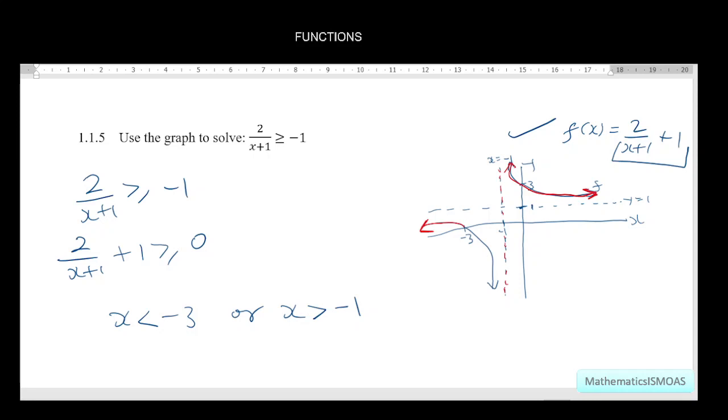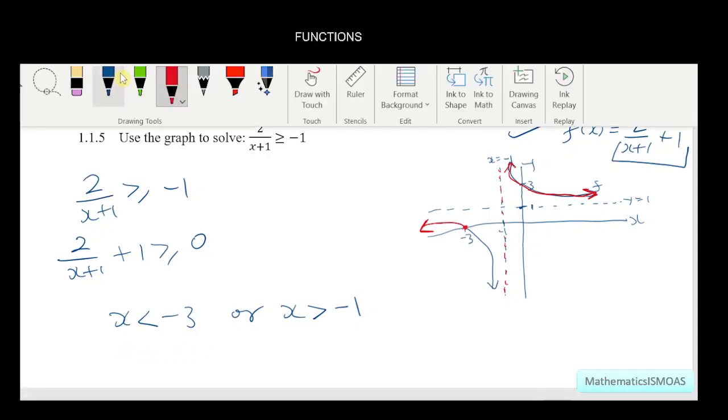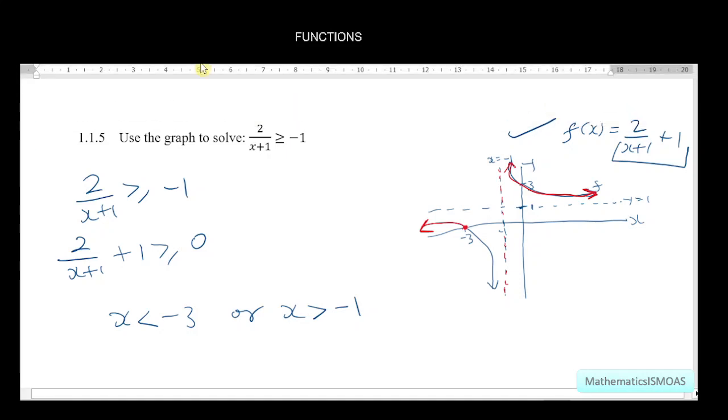And then now we go to x less than negative 3. Now we want to check at x is equals to negative 3. Is the graph on the x-axis? Is y equals to 0? Then we can clearly see here that at x is equals to negative 3, we have our graph on the x-axis. Therefore, we have to include negative 3 as well. Then we go back to say actually x will be less or equals to negative 3, or x will be greater than negative 1.